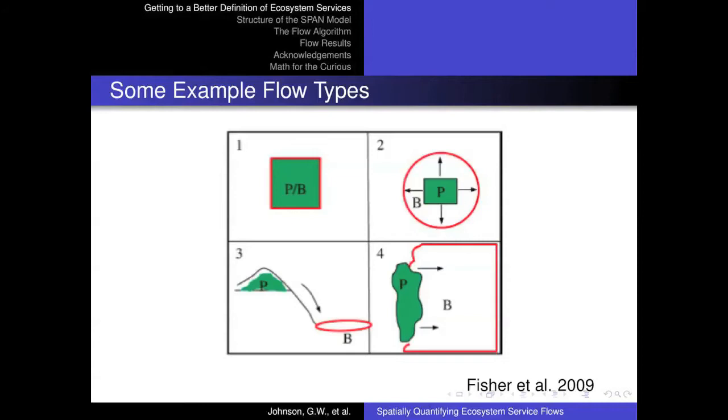Number one here is in situ flow. This would be a situation in which, in order for a beneficiary to receive some quality of life benefit from this service, they have to be on the land where it's provided. Can anybody come up with an example of a number one, where you have to be at the source in order to actually receive these services?